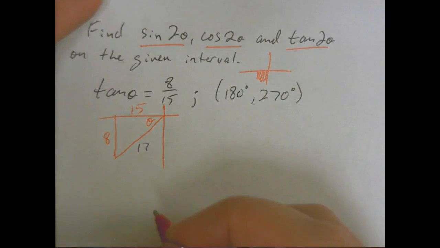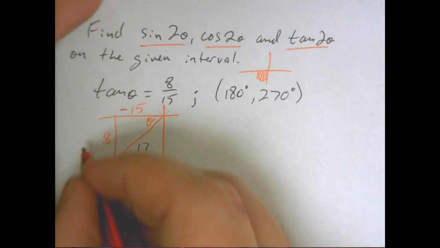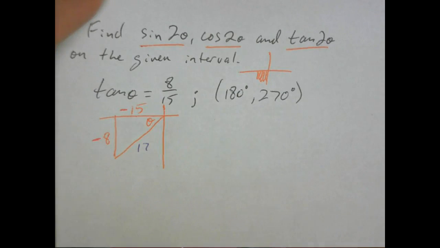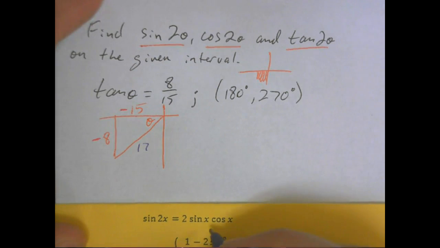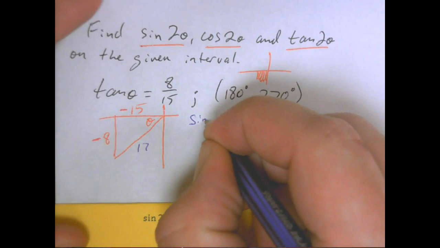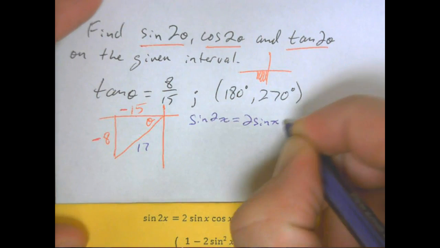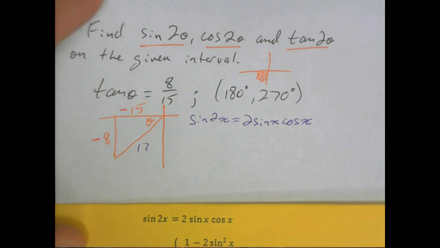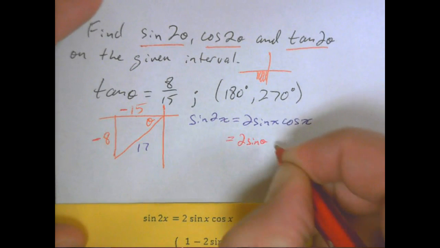Now, with both of these, notice you went to the left 15, so that is negative 15, and you went down 8, so that is negative 8. And then we can use our identities to calculate from there. So for the sine 2x part, I have sine of 2x is equal to 2 sine x cosine x. In this case, notice I have theta, so I'm going to say that this is 2 sine theta cosine theta.